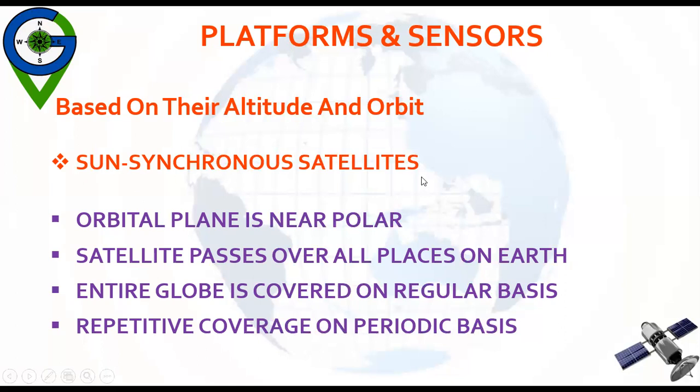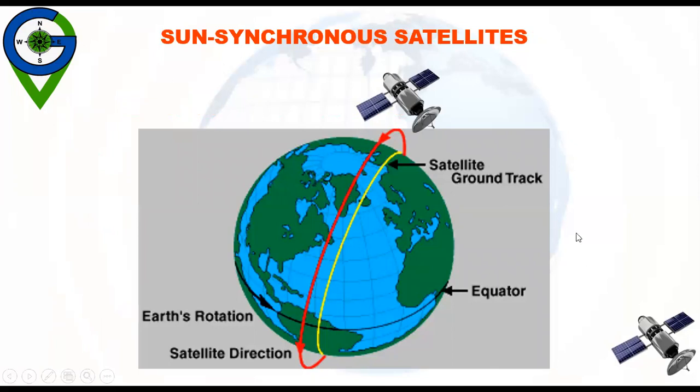The sun synchronous satellites have an orbital plane that is near polar. These satellites pass over all places on the Earth. They cover the full Earth on a regular basis, with repetitive coverage on a periodic basis. This is the satellite moving direction from north to south, and it is synchronized with the sun. That is why they are known as sun synchronous satellites.